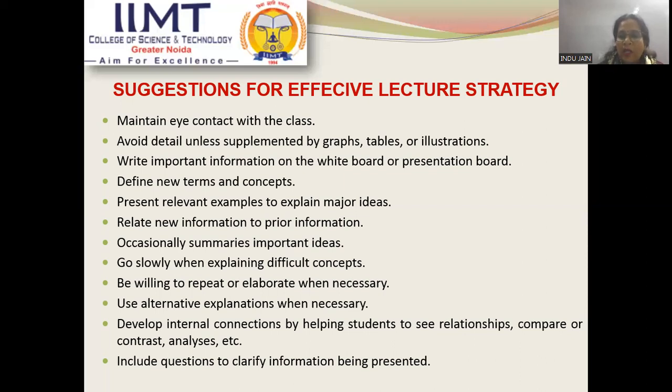To check the understanding level of the students, it is very necessary to include questions so that it becomes clarified that the information which is presented before the students is clear in the minds of the students. These are certain suggestions for effective lecture strategy.